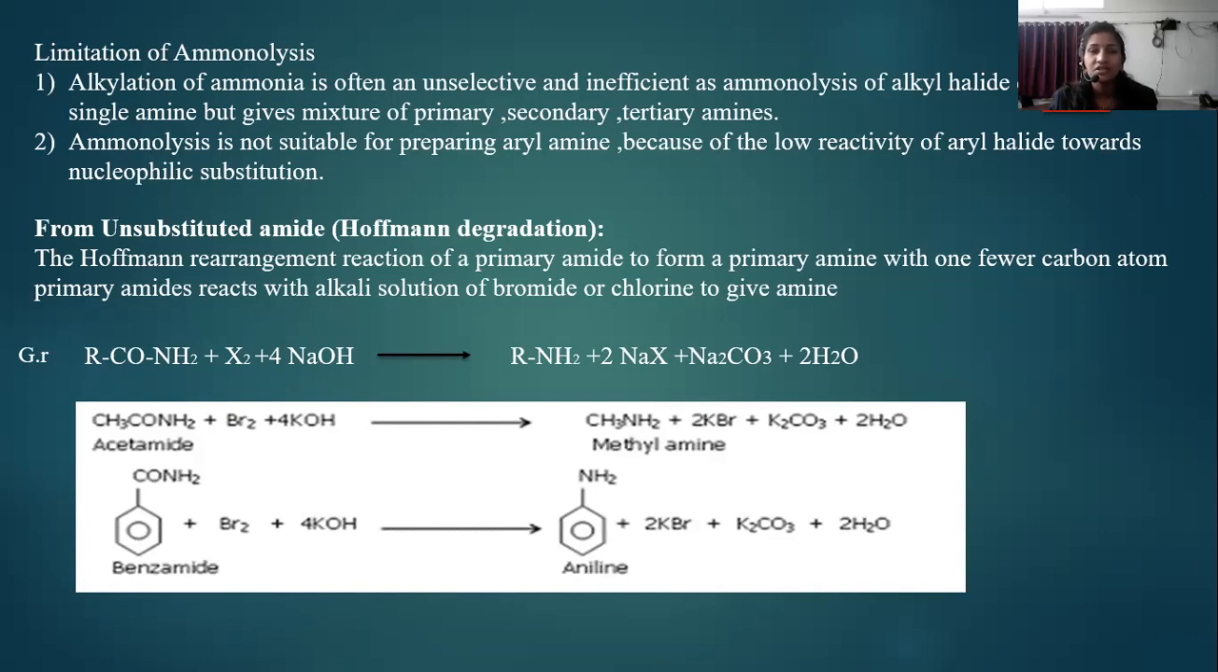Hofmann rearrangement reaction of primary amide to give primary amine. In this reaction, we react a primary amide with halide and base to give a primary amine. The reaction is RCONH2 plus X2 plus 4 molecules of base, that is NaOH, to give the primary amine plus 2NaX plus Na2CO3 plus 2H2O as byproducts.